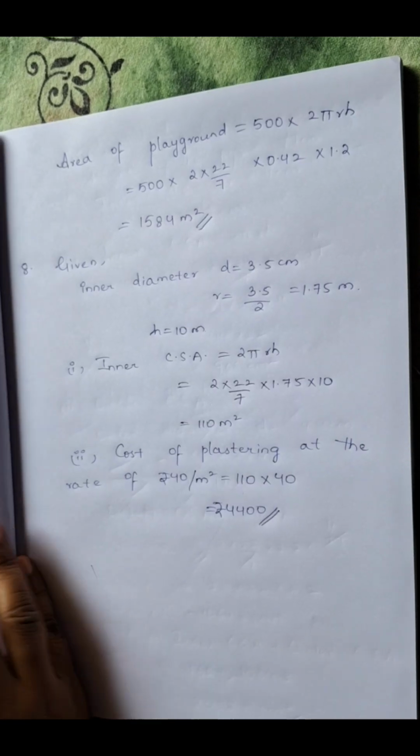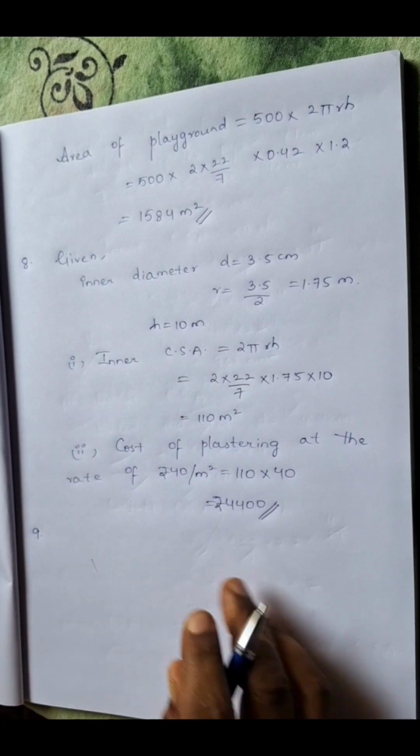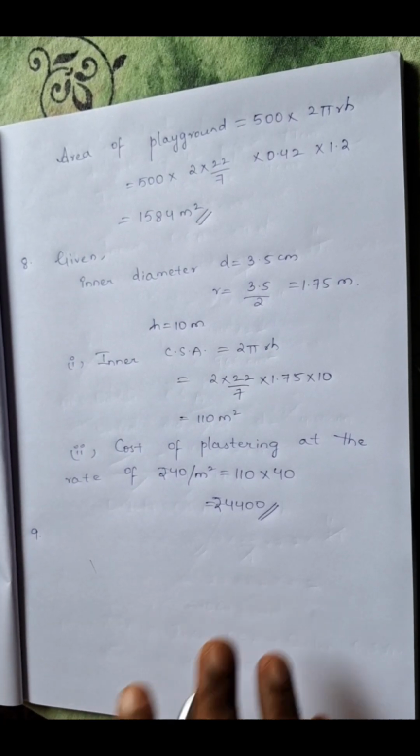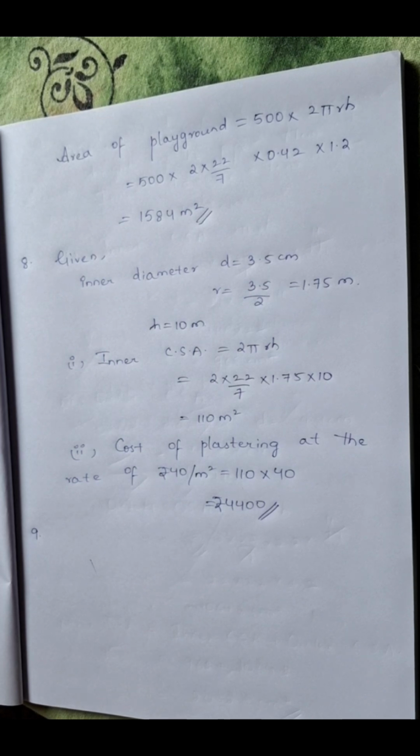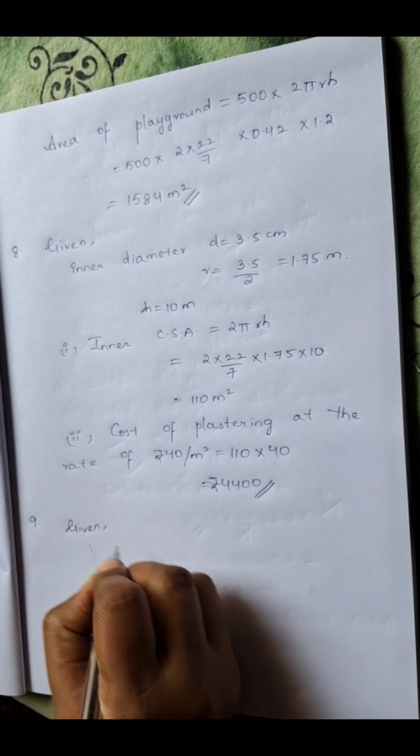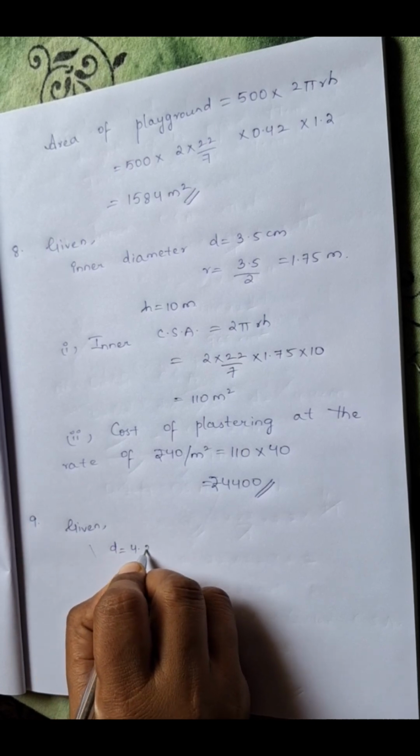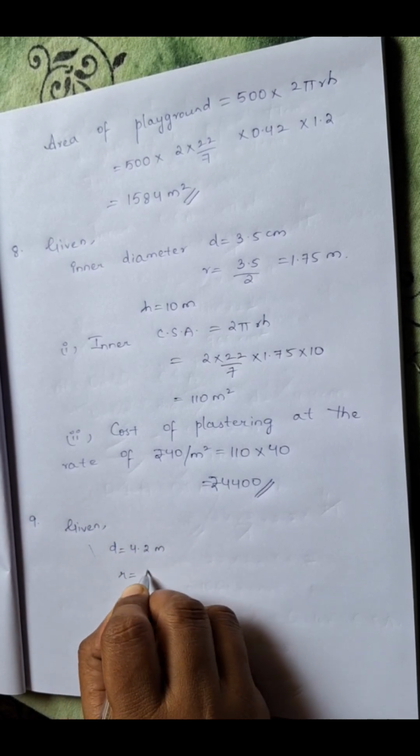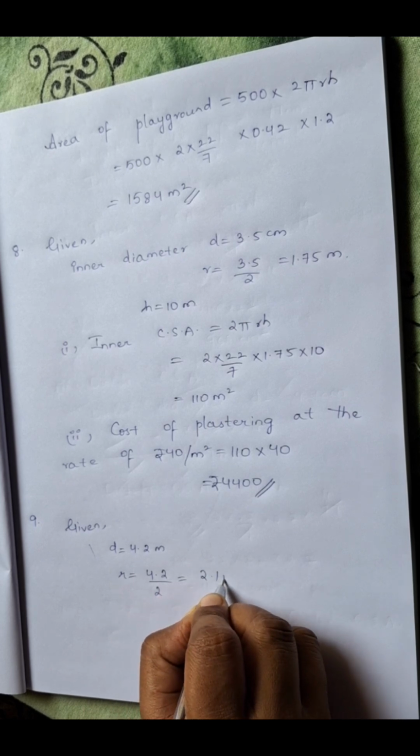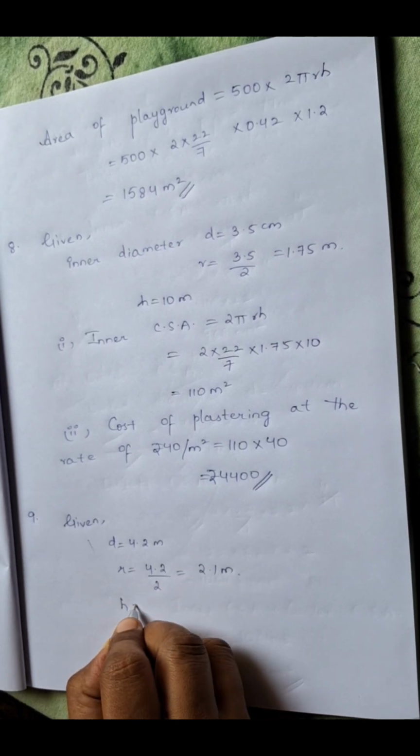Next is question number 9. Find the total surface area of a closed cylindrical petrol storage tank whose diameter is 4.2 meters and height is 4.5 meters. Given, what is the diameter of the cylindrical tank? 4.2 meters. So what will be the radius of it? Half of the diameter, 4.2 by 2, which equals 2.1 meters.